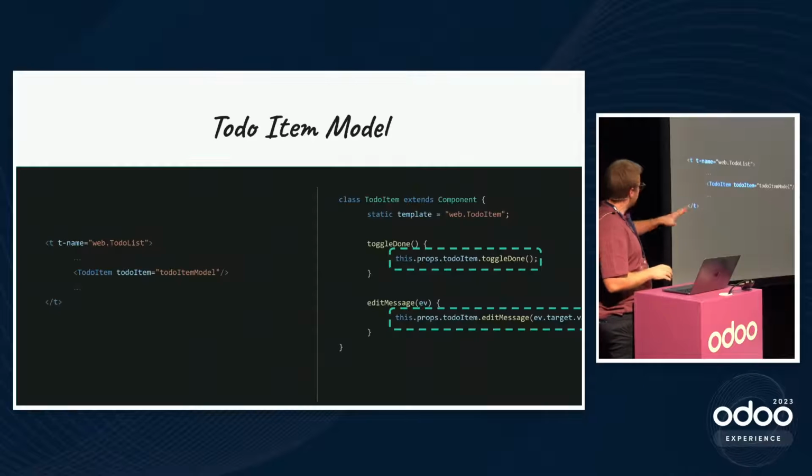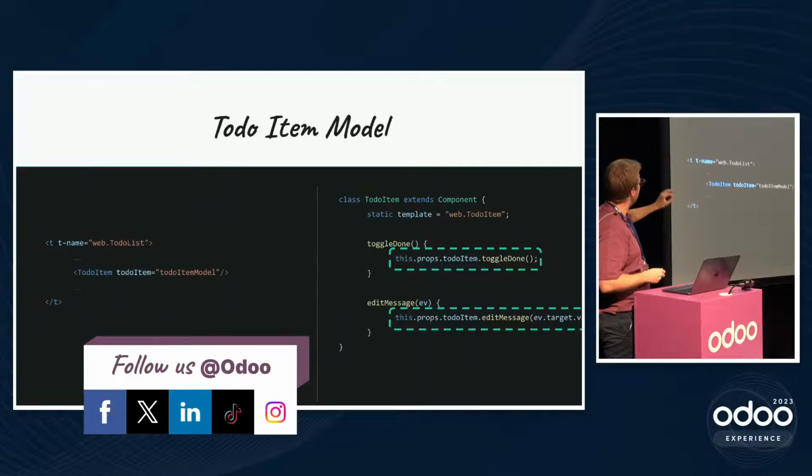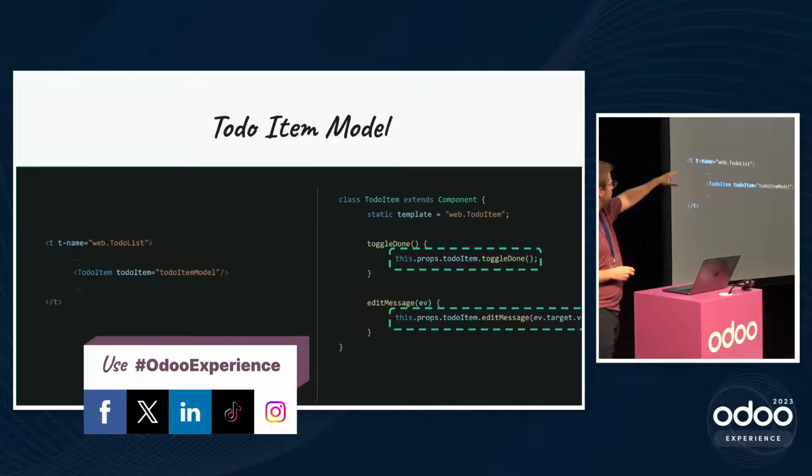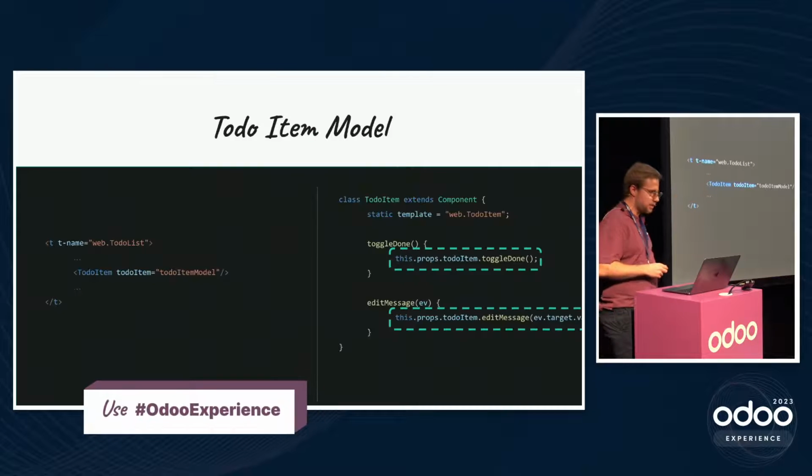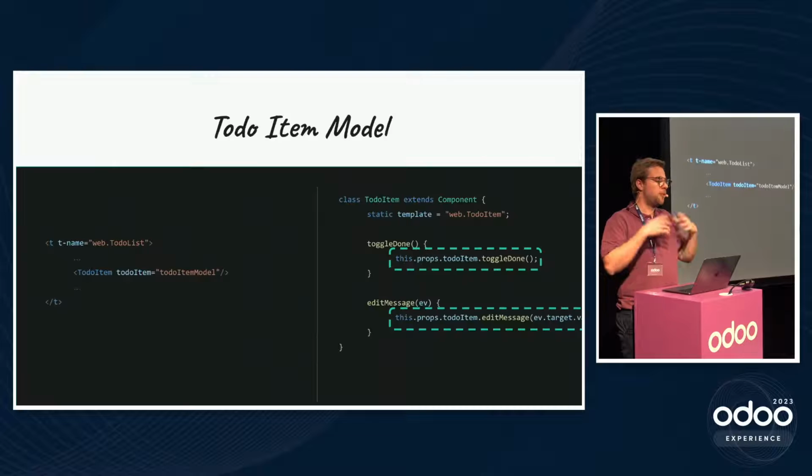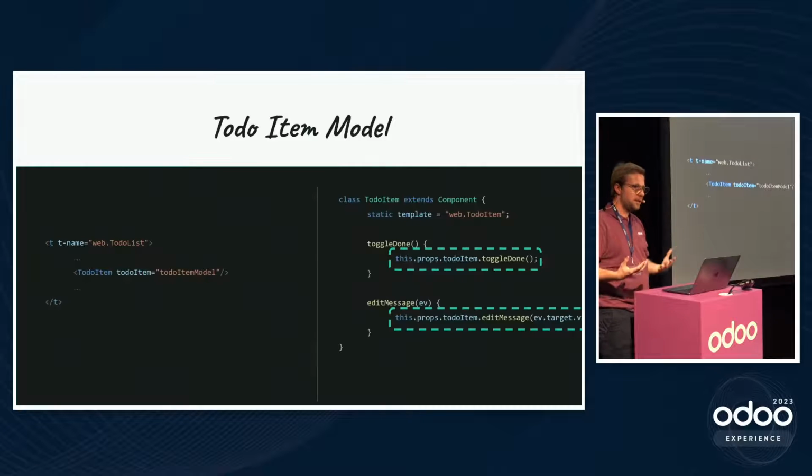So how it looks in the code of a component. Just now, I don't need anymore to pass the toggle done and edit message as props. I will just pass the ToDoItem model to the ToDoItem, and it will just call the function directly on it. So it will be more clear for your code. It's more maintainable in time.